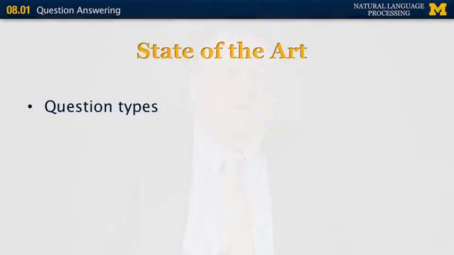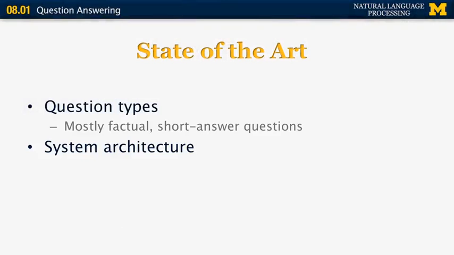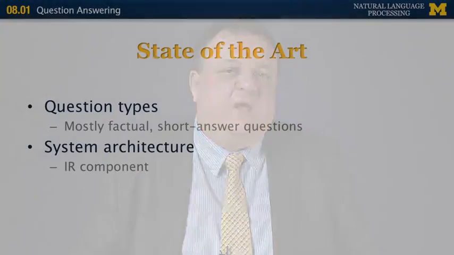So what's the state of the art in question answering? Most of the work is on factual and short answer questions. The system architectures typically include the following components: an IR component. If you have a question, it's converted to a query for a search engine, and then the search engine returns documents that are likely to contain the answers to those questions.